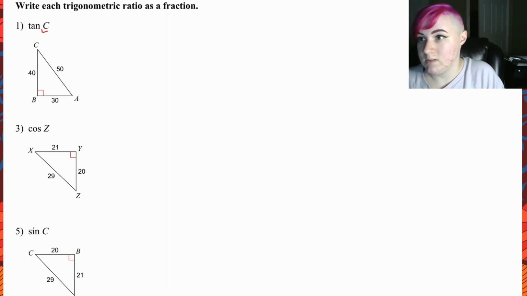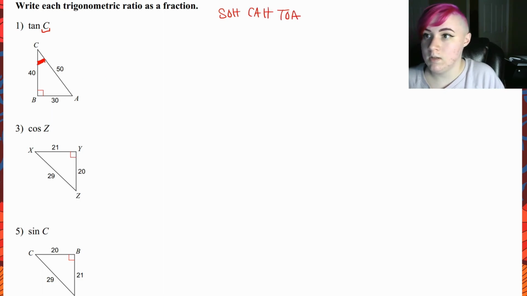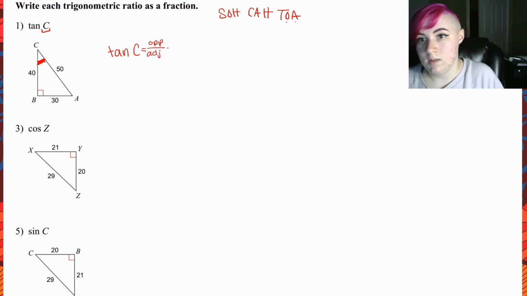So we're looking at angle C here, so we'll mark angle C. We're looking at tangent, so I'm going to go ahead and write SOH CAH TOA up here. Tangent of angle C is going to be opposite over adjacent. So the first one is opposite, A means adjacent. And then from there, we're going to label. Ooh, that's what you need to do. Forgot to even mention it.